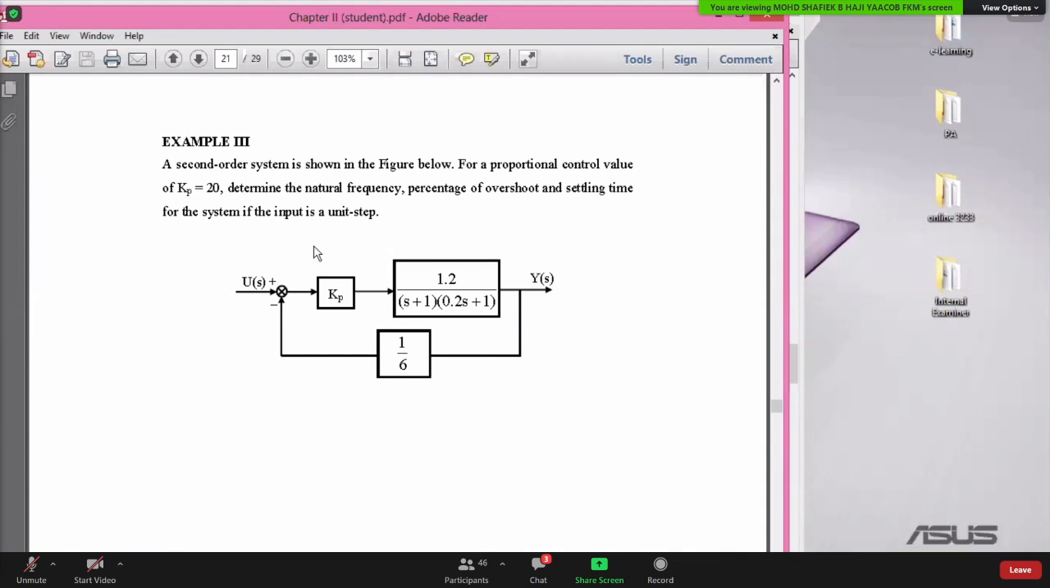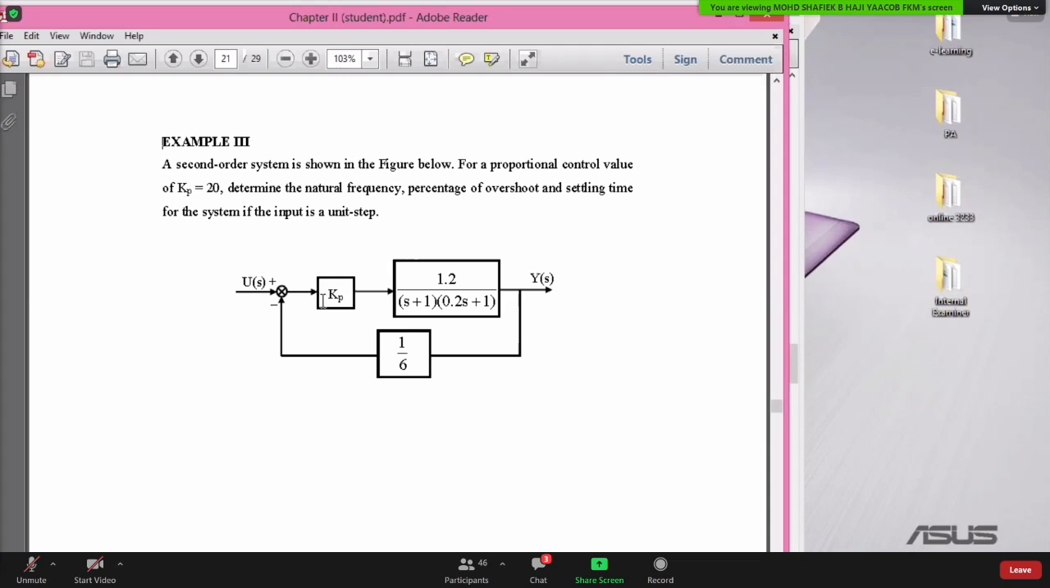Now this is a second order system. The second order system is shown in the figure below. A proportional control value Kp is equal to 20 is used. So this is the proportional control constant Kp. This is a design parameter. You can choose any value you like. In this case, it has been chosen for us, Kp is equal to 20.